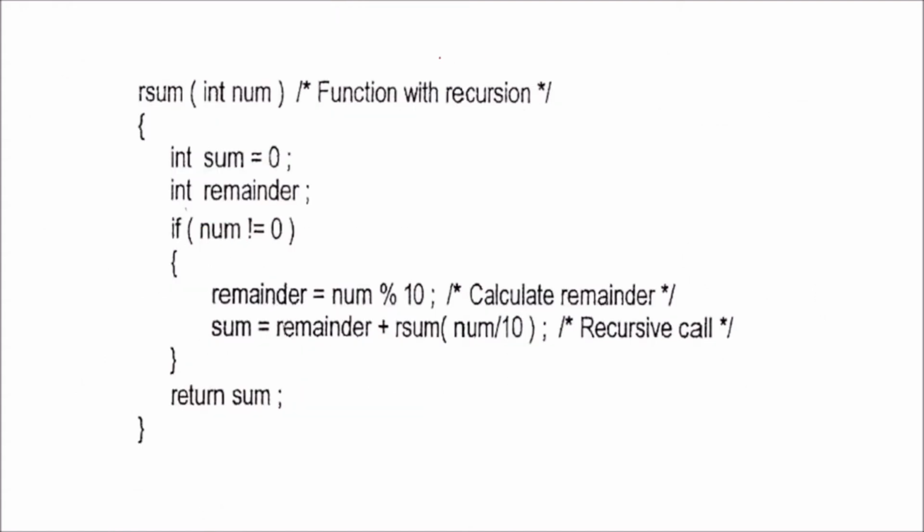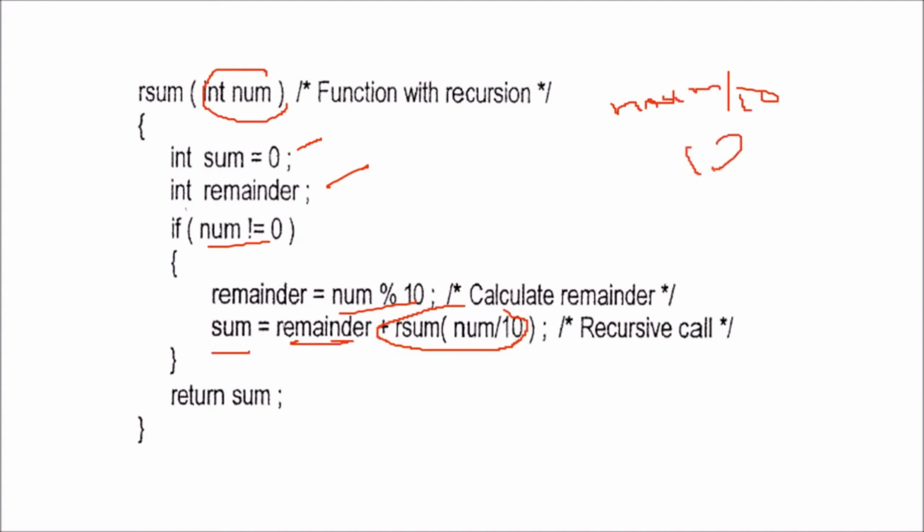The function, a similar function with recursion. We start with sum equal to 0, remainder, same stuff. But here we say when number is not equal to 0, we take the remainder of this number, that is the modulo, and then sum is equal to remainder plus. We again call the similar function with number divided by 10. Again 1, 2, 4, 5.